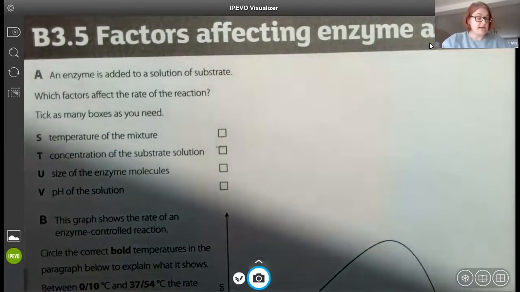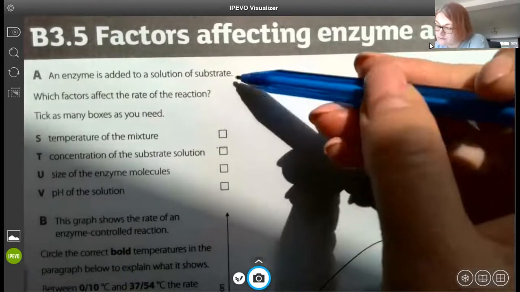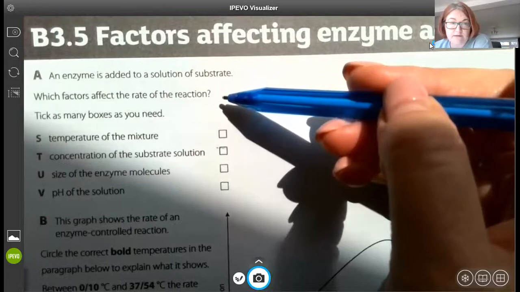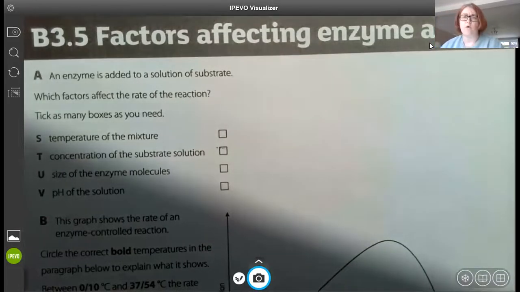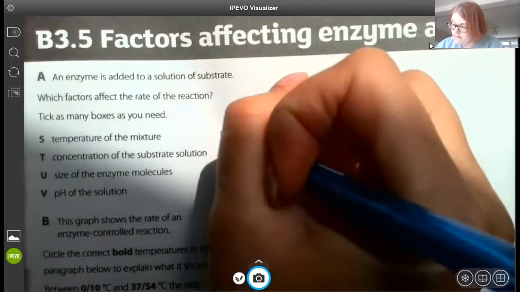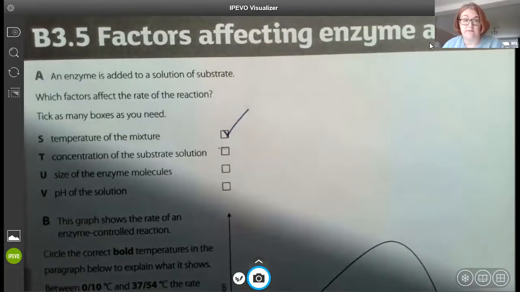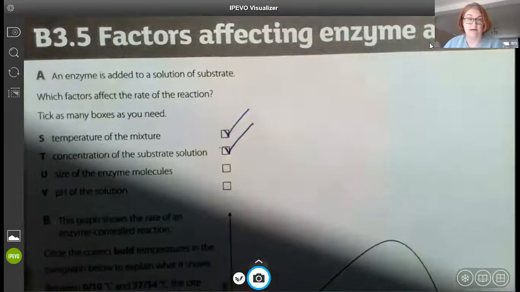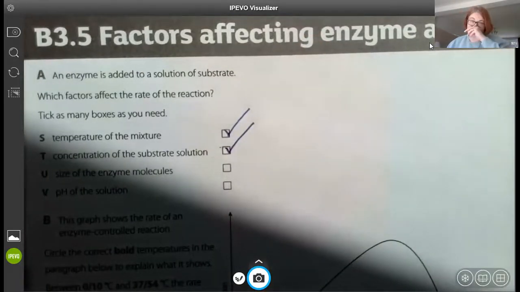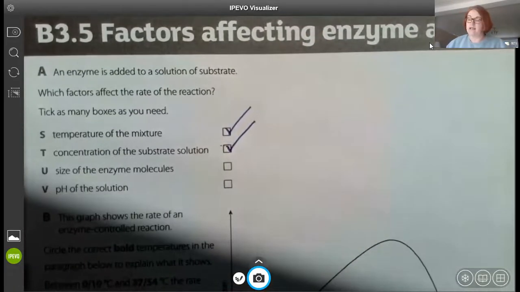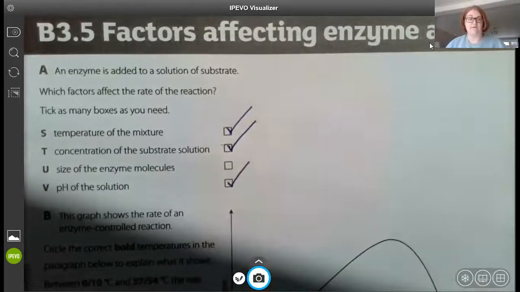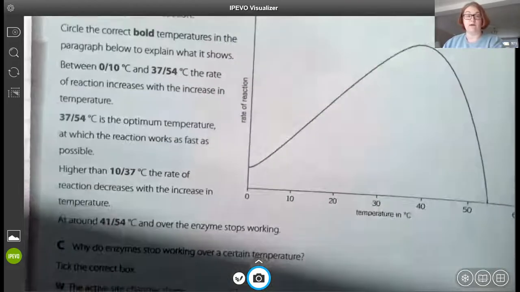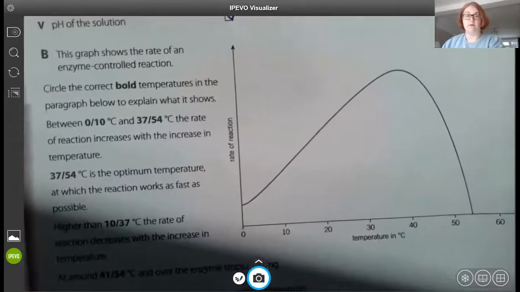So an enzyme is added to a solution of the substrate. What factors affect the rate of reaction? And it says tick as many of the boxes as you need. So what could affect it? Well, we know that the temperature is going to have an effect on it. You also know that the concentration is going to have an effect on it. And then the last thing, we know that the pH of the solution is going to have an effect. So then if we move down, you should be green penning your work as you're going along. We'll have a look at part B.